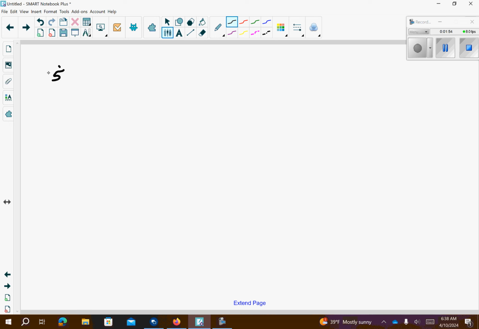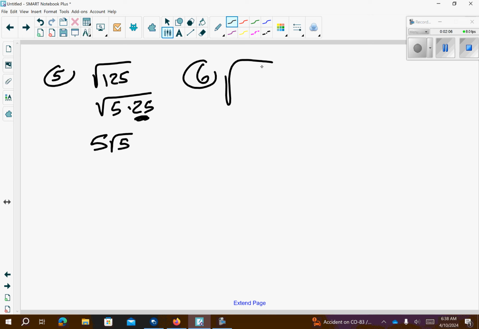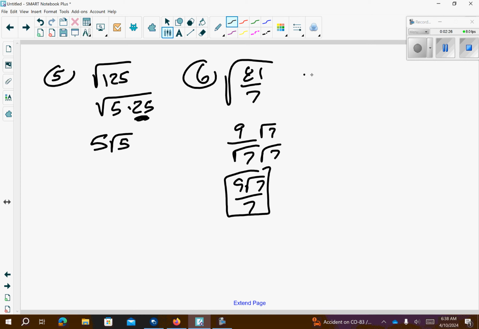Number 5, square root 125. So that's going to be 5 times 25. Square root of 25 is 5, so I can come up with 5 root 5. Number 6, I get root 81 over 7. So you can take the square root of 81 if you wanted to, and that's going to give you 9, but it's now going to be over square root 7. Notice how the square root's only on bottom now. Let's multiply top and bottom by square root 7, so I'm going to get 9 root 7. Root 7 times root 7 is root 49, which is 7. The outside 9 and 7 won't reduce, so there's the answer.